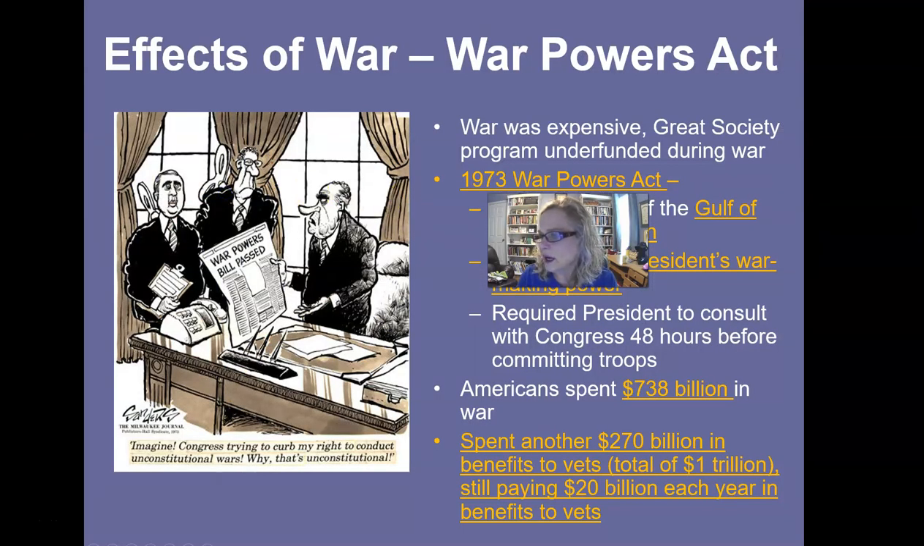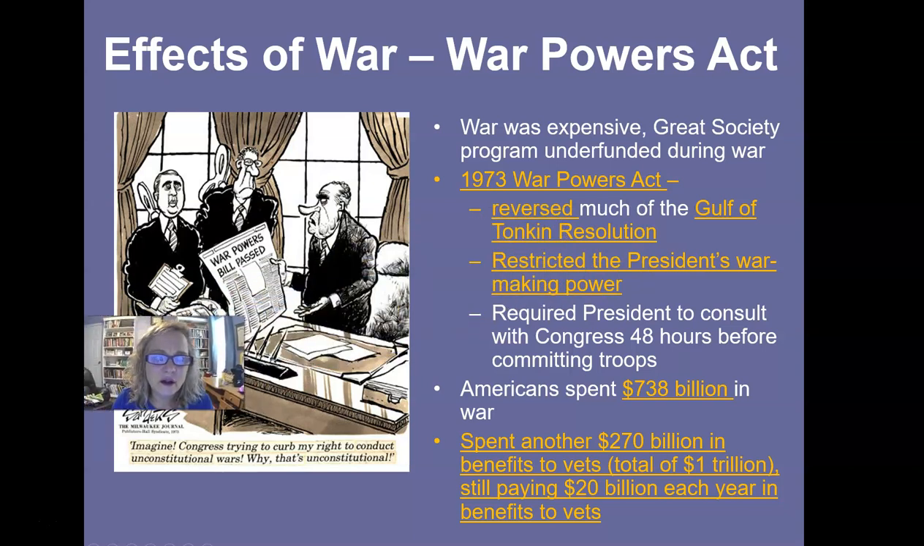Okay, so what kind of effect did it have politically on the United States? Well, one of the biggest things is that Congress said, whoa, we never want to give the presidency that kind of power ever again. And so they initiated something called the War Powers Act, created in 1973, that essentially reversed the Gulf of Tonkin, so that blank check was ripped up, and it basically reduced the president's war-making power. It requires the president to give 48 hours advance notice before committing any troops.